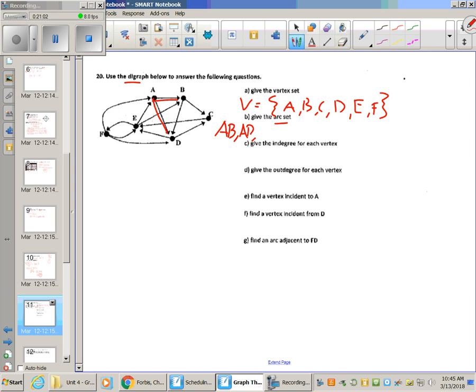Moving on to letter B, it's got two lines coming out of it: B, D and B, C. Moving on to C, it's only got one line coming out of it, so I'm only going to say one of those arcs, which is C, E. Moving on to D, it's got two lines coming out of it: D, E and D, C. Moving on to letter E, it's got three coming out of it: E, A, E, B, E, F.